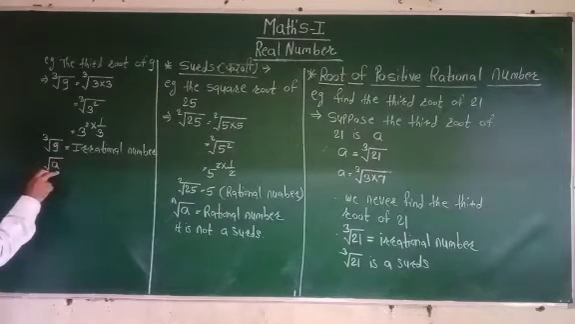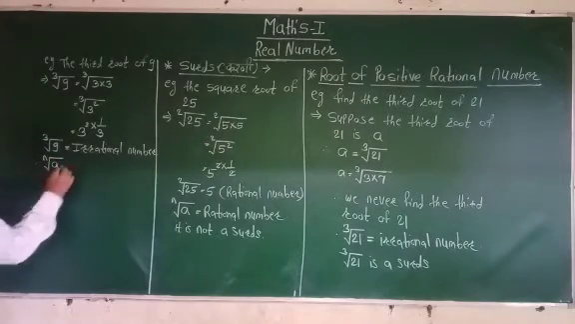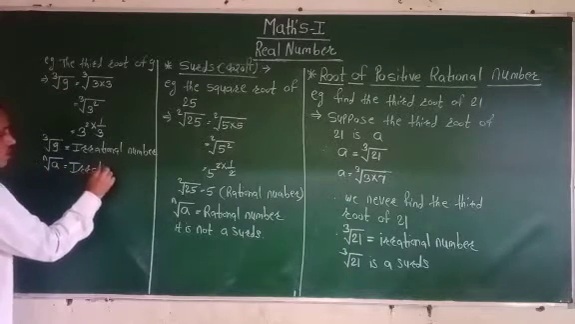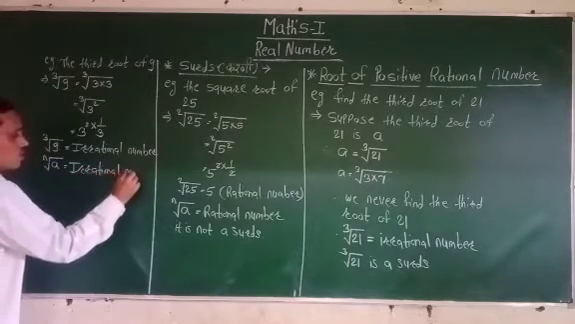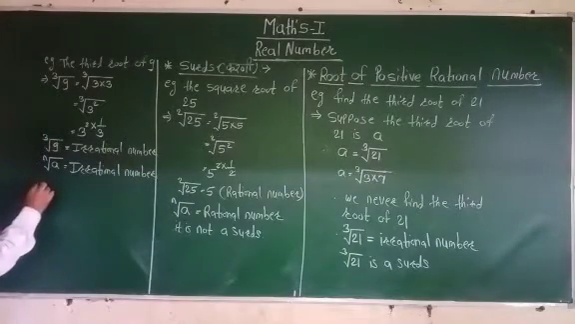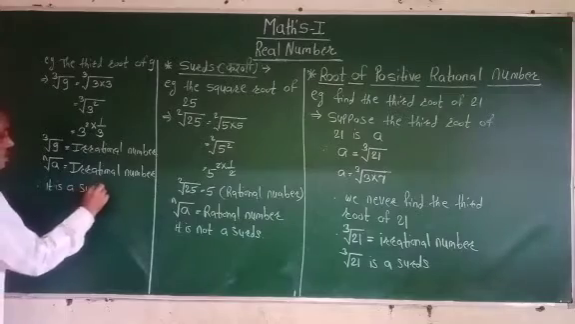So in the radicand a, we find the nth root of the radicand a, and it is an irrational number. So we call it a surd. Therefore it is a surd.